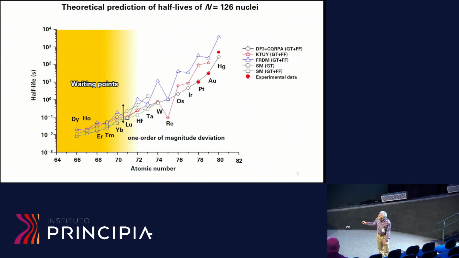So what do the theoretical models say for the lifetime? This figure shows the theoretical predictions of the half-lives of N equal 126 isotones. This region is the r-process waiting point region. The various theoretical models give a deviation of actually one order of magnitude in the lifetime. So the experimental data is important to give input to the theoretical models to improve the prediction of the r-process nuclei.